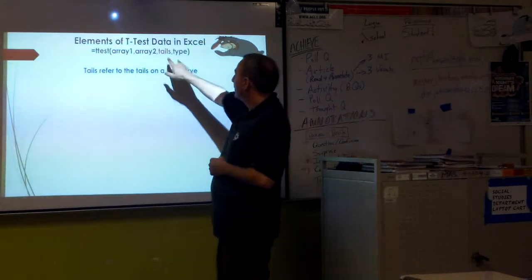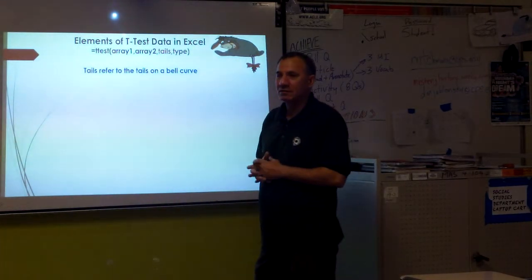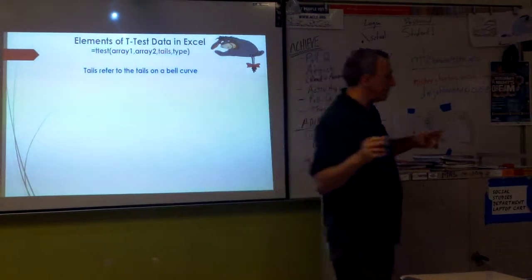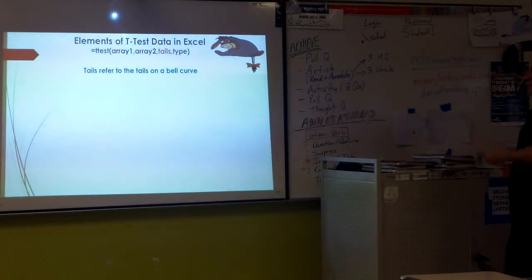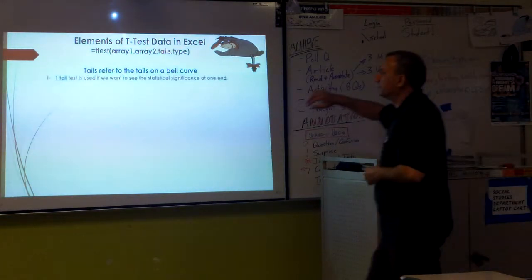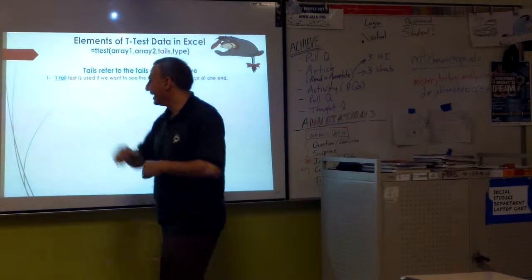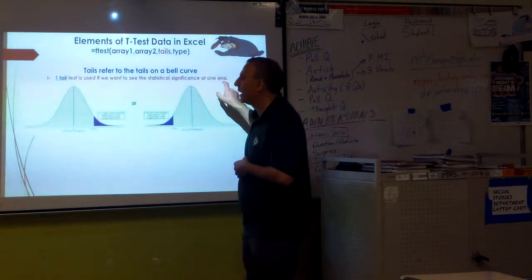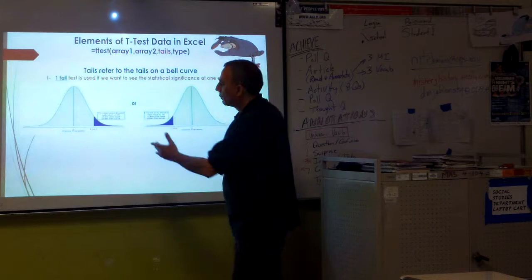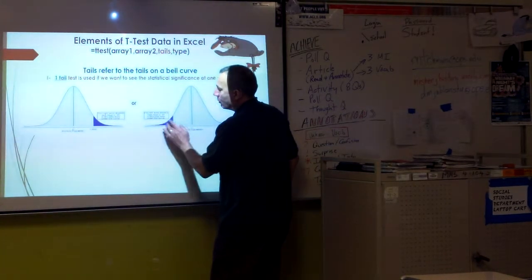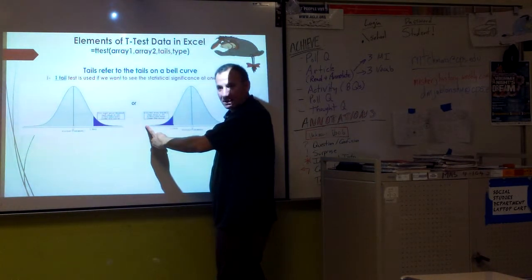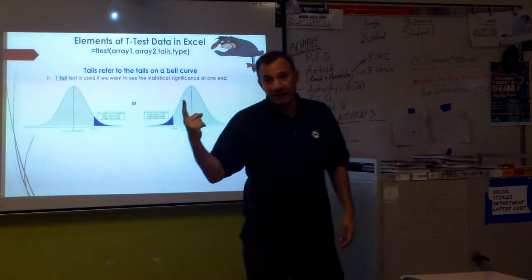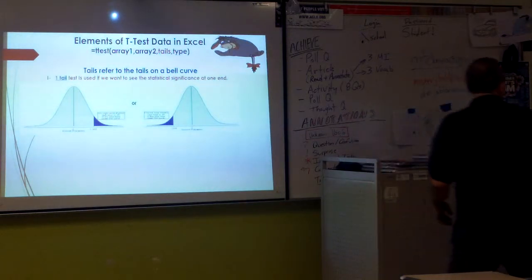Now the next thing that it's going to ask you for is the tails. The tails refer to the tails on a bell curve. There are two different tails that you have. We have a one-tail test that is used if we want to see the statistical significance at one end of our bell curve. We want to see what happens at this end, or at this end. That's a one tail. And what we're doing today, you're going to use a one tail. So in there, just put in 1.